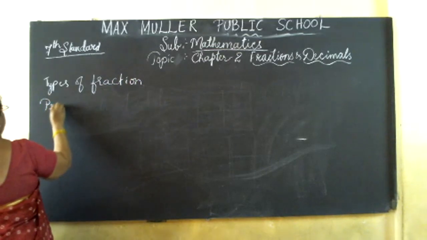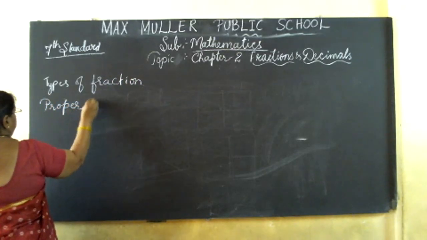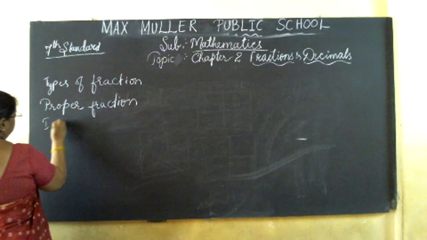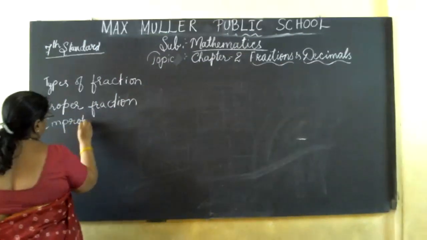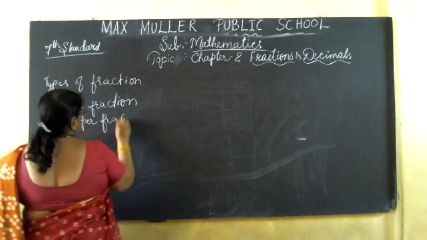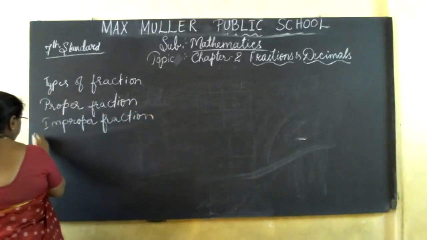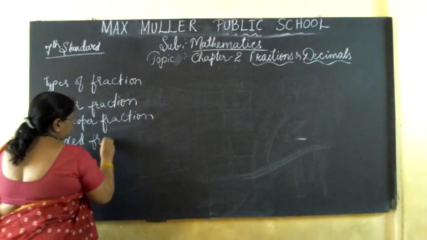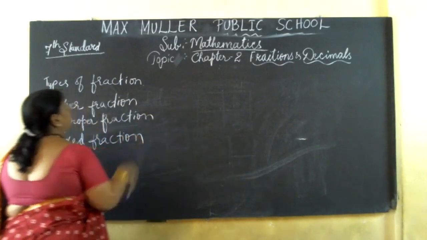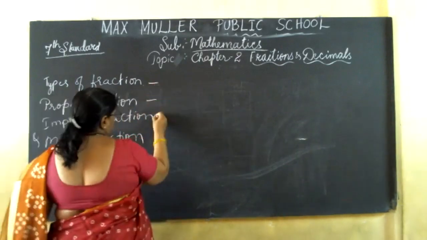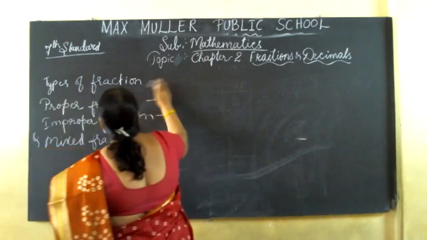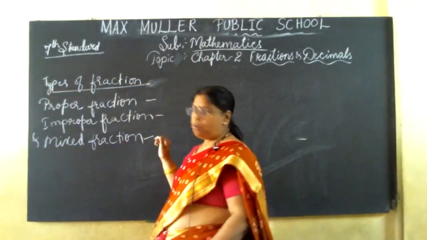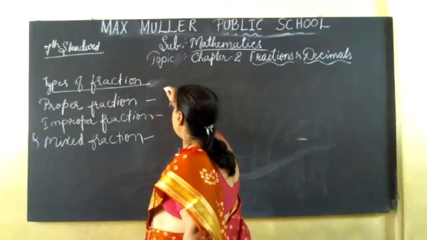There is proper fraction, improper fraction, and mixed fraction. These are individuals, when we take single fractions. Now, proper fraction. What is a proper fraction?